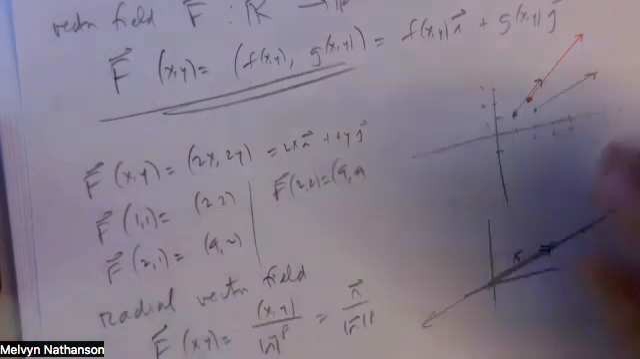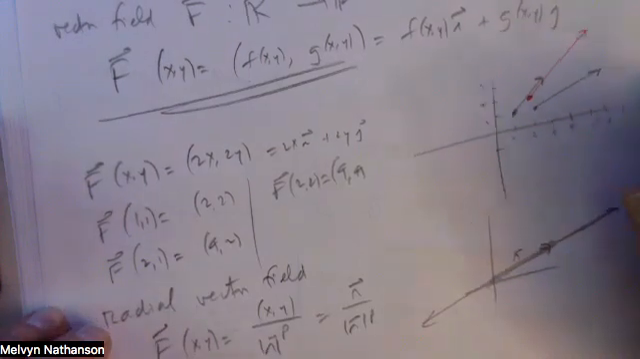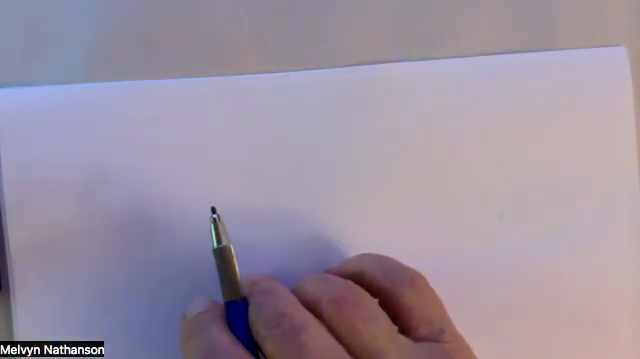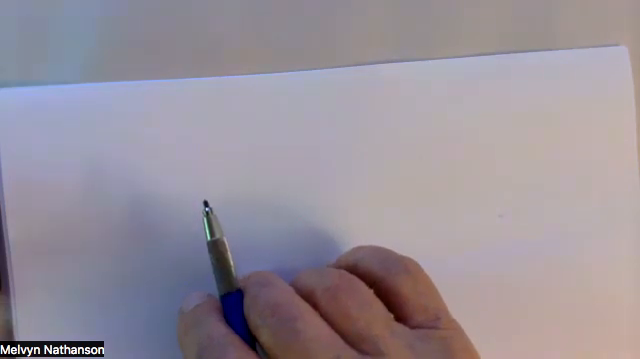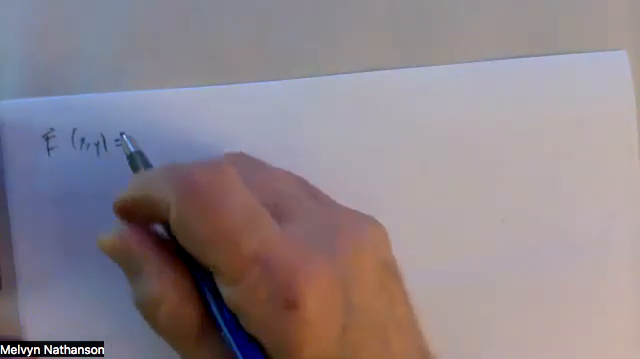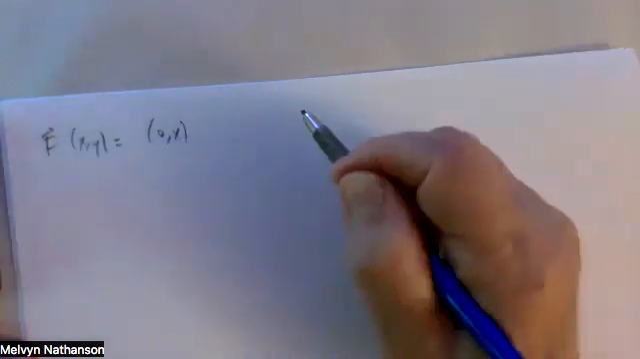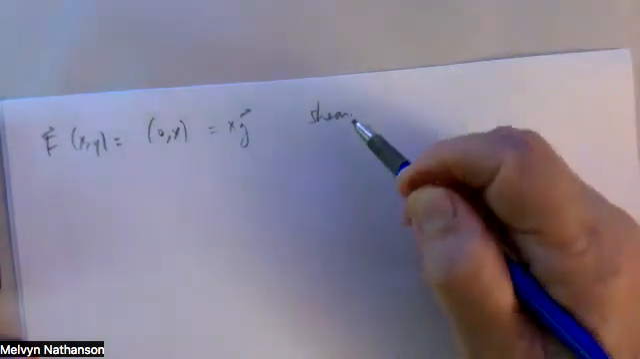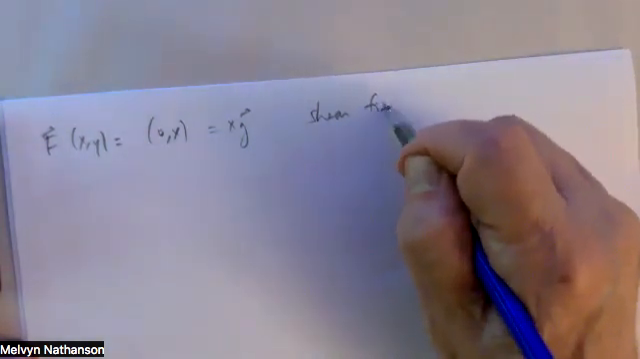So maybe just to get a sense of these things to do, I should write down some examples and try to sketch what they look like. So let me pick examples in the text. They usually come with very nice pictures. So suppose you take the vector field f of x, y equals (0, x), or x times the vector j. This is sometimes called a shear field.